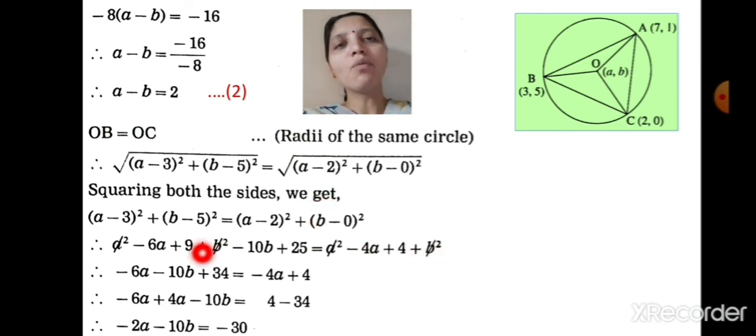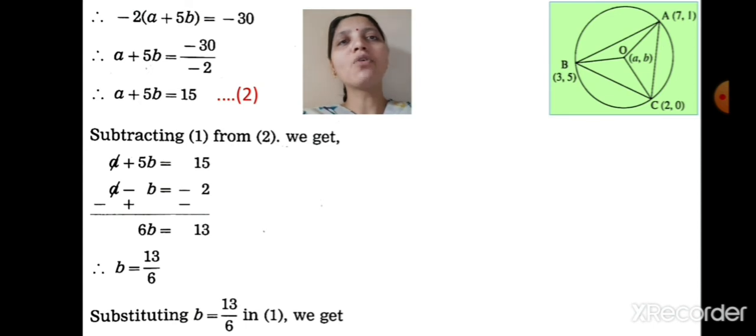Okay. Now remove the like terms. So a square we can cancel, b square also we can cancel. So what are the remaining terms? Minus 6a minus 10b plus 34 is equal to minus 4a plus 4. Therefore minus 6a plus 4a minus 10b is equal to 4 minus 34. Therefore minus 6 plus 4 is minus 2a minus 10b is equal to plus 4 minus 34 is minus 30. So you will get here minus 30.